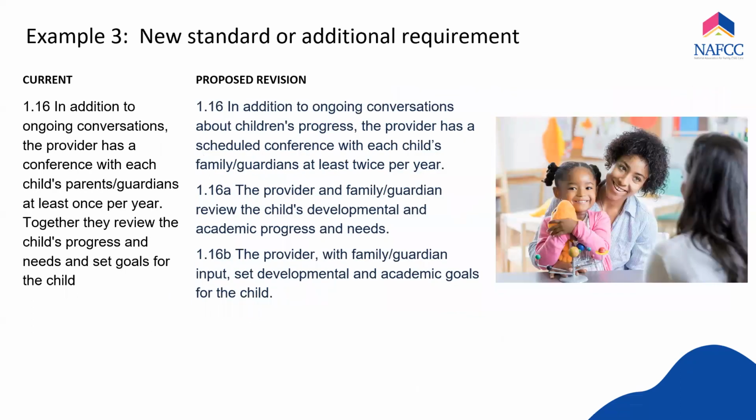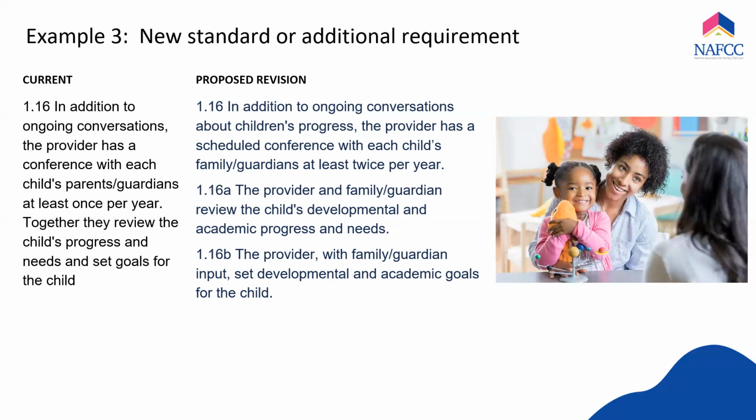Example 3. Current standard 1.16. In addition to ongoing conversations, the provider has a conference with each child's parents, guardians at least once per year. Together, they review the child's progress and needs and set goals for the child. This 1 standard has now been separated into 3 different indicators. The new indicators, 1.16, in addition to ongoing conversations about children's progress, the provider has a scheduled conference with each child's parents, guardians, at least twice per year.